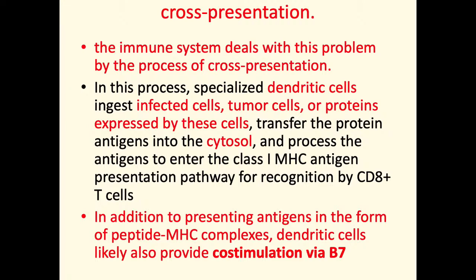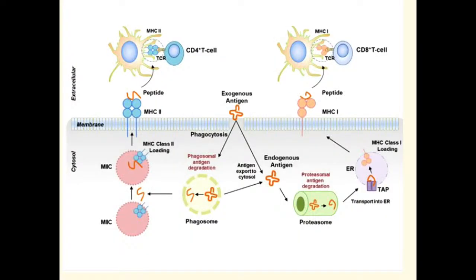As you know, MHC1 cells are almost all nucleated cells. So basically they can present some antigens like every normal nucleated cell, but it needs some help from the dendritic cells in order to fully activate CD8 cytotoxic T cells. And co-stimulation is also important in terms of full activation of CD8 T cells.